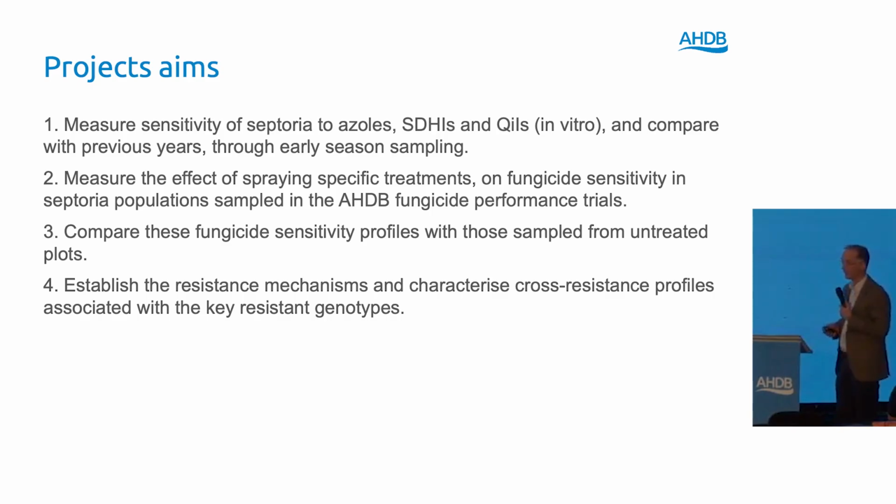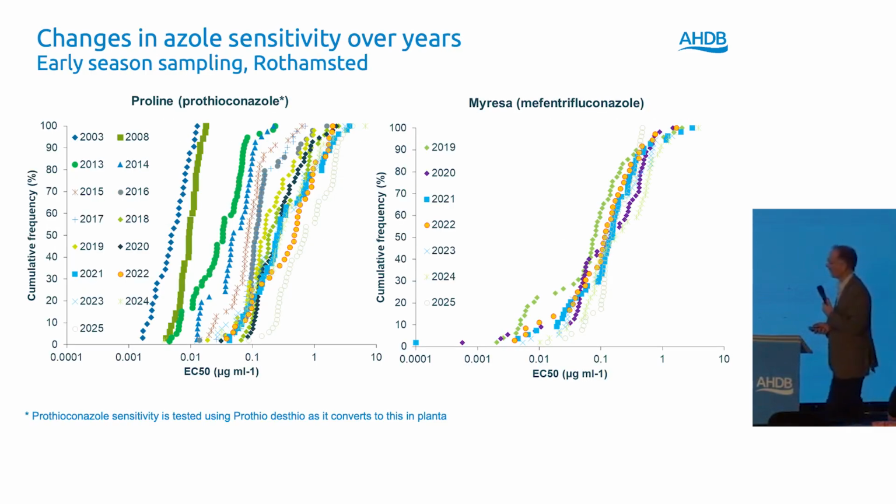And that's a really good indicator as to whether we're seeing the emergence of less sensitive isolates. The way we can judge that is by comparing those to the untreated, because the untreated won't have had that selection pressure imposed. The last one there, looking at cross-resistance profiles and key resistant genotypes, that's ongoing work, and I'll let Nicola share that with you in due course, perhaps in the new year.